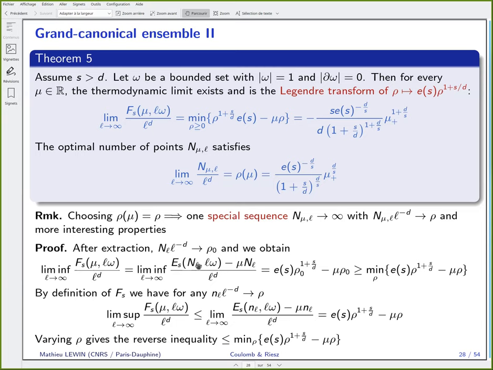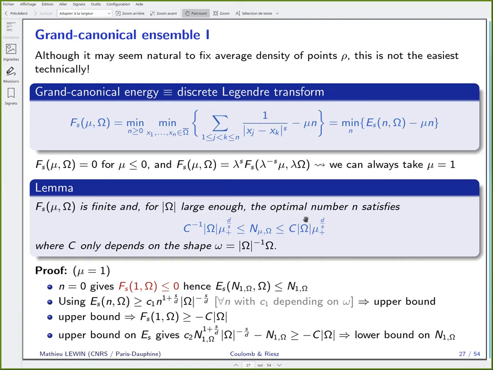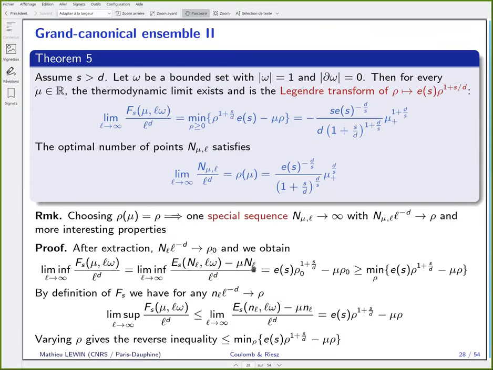Okay, but up to extraction of a subsequence, I can always assume that my NL divided by the volume goes to rho zero. This is because of the previous lemma, which told me that the optimal number of points is of the order of the volume. So it's bounded from below and from above by the volume. So by extraction, I can always assume it converges to something. And then if it converges to something, I know what the limit is. That's my first theorem. I get E of S times rho zero to the one plus S over D minus mu times rho zero. And of course, this here is bigger than if I do the minimum. So this tells me that the lim inf of my grand canonical problem is for sure larger or equal than the minimum.